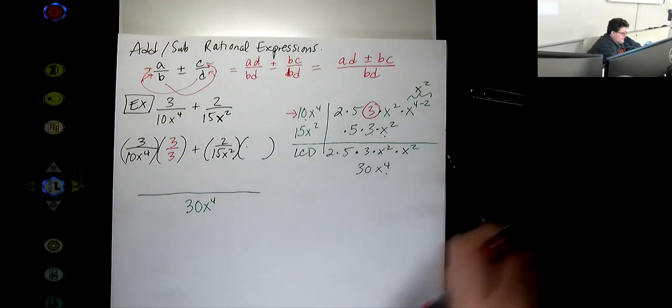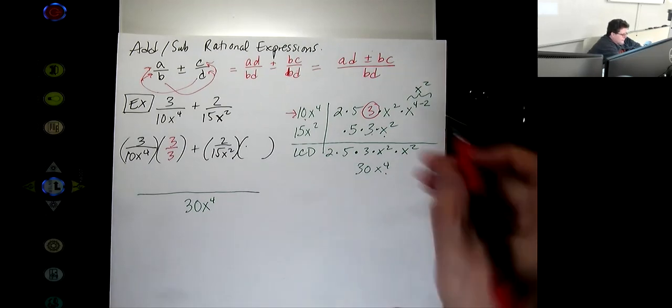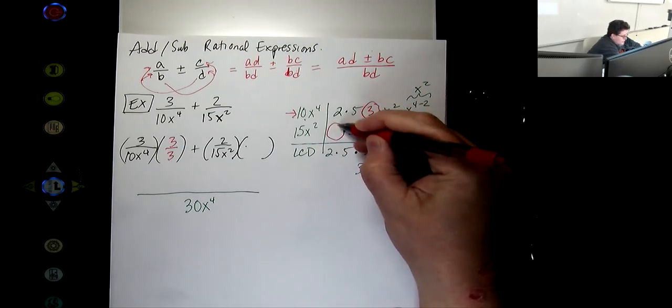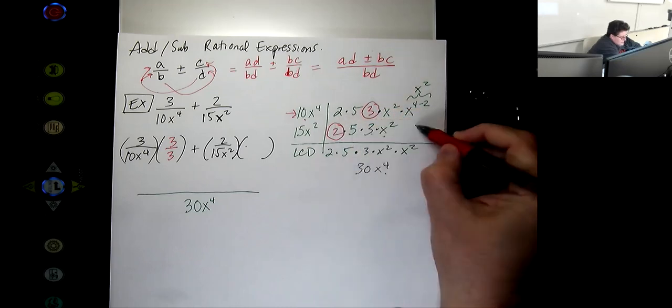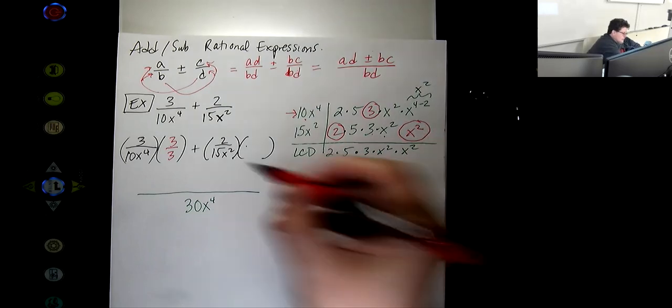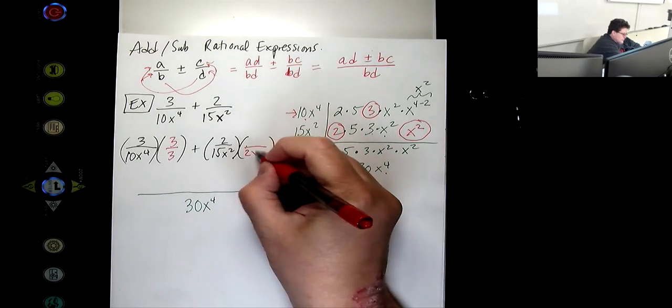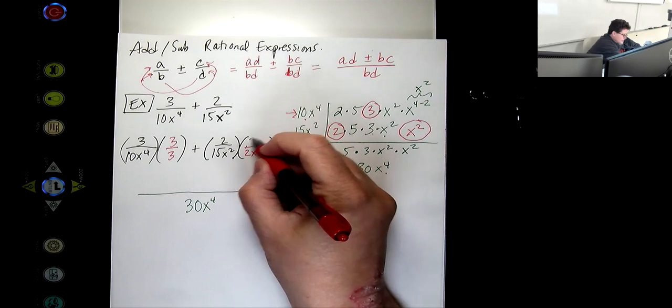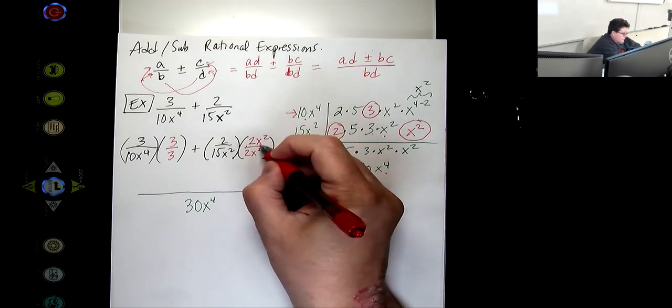If I want the 15x squared to look like 30x to the fourth, it's missing this spot right here, which is a 2, and it's missing that spot right there, which is an x squared. So I'm going to multiply this one on bottom by 2x squared, and to make sure that I don't change the value, I'll do that on top as well.